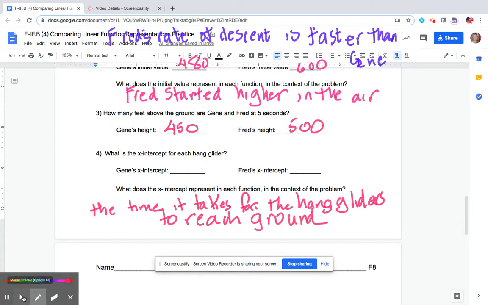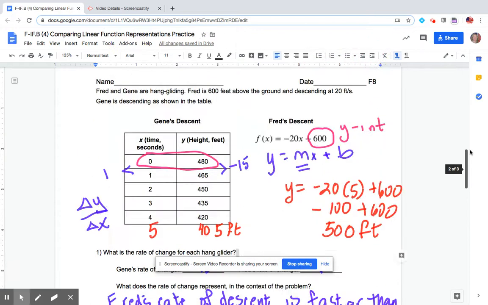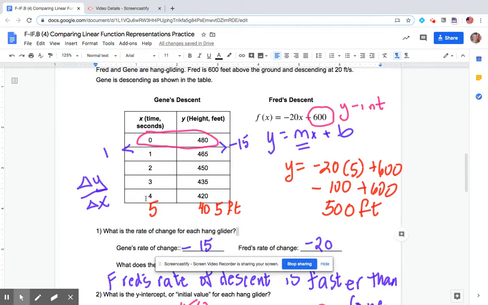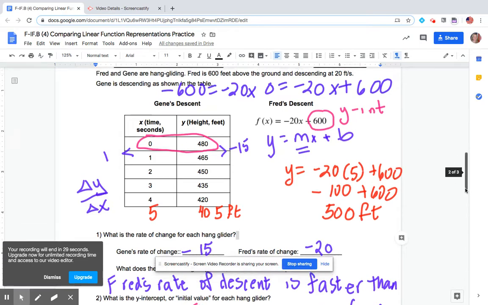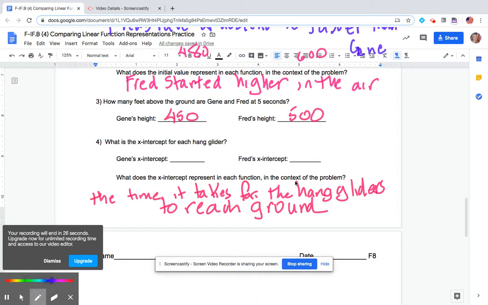And so basically we look for the y value of 0. And this one here is going to be harder to determine, but right here I can just set y equal to 0 and solve for x. So I'm going to subtract 600 from both sides. I'm going to divide both sides by -20. And I get 30. So I know for Fred, he hit the ground 30 seconds in.